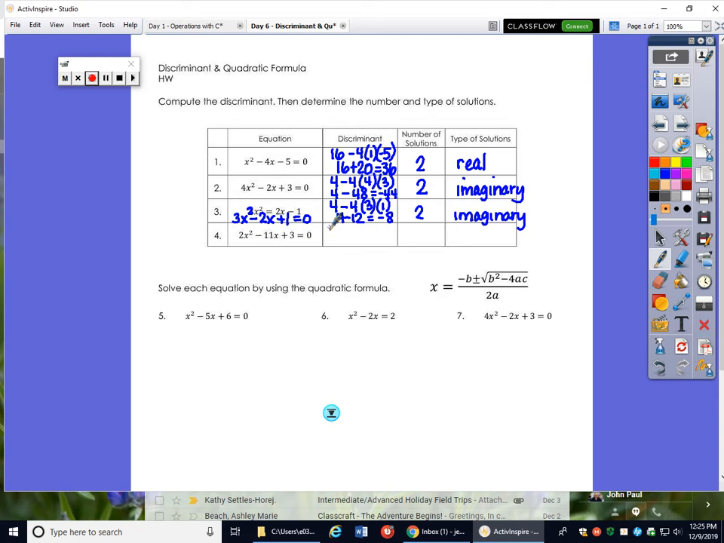And the last one, we're going to do 121 minus 4 times 2 times 3. So that's 121 minus 24. Whoops. Minus, not equal. So that's going to be equal to 97, which is going to be 2, and they are going to be real.